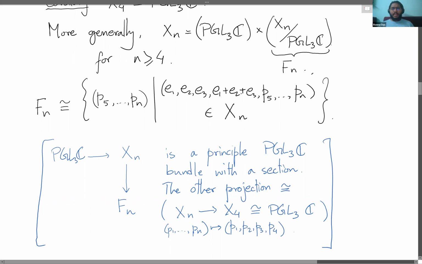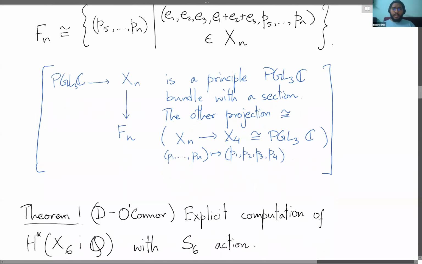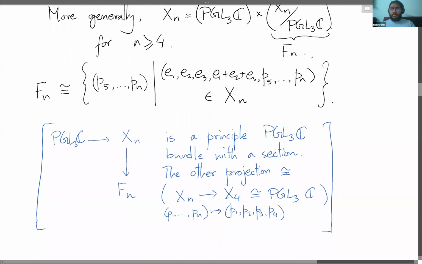If you're familiar with how a principal bundle with a section is a product, then this is easy to see, but otherwise it's a confusing thing. So I'm not going to explain this in full detail. Okay. Questions so far?